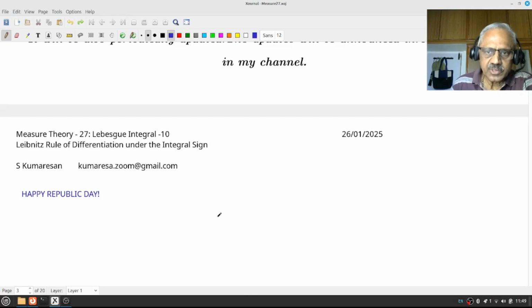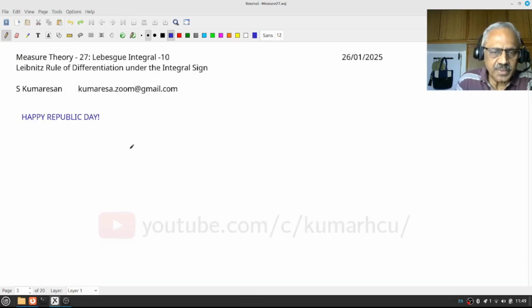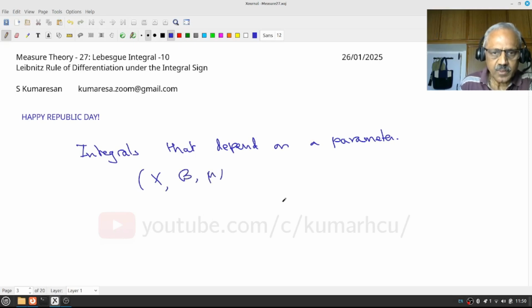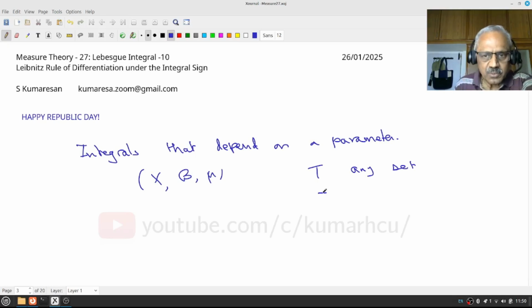So the first situation is the following. We will talk about integrals that depend on a parameter. Don't get vexed, it's very simple. Suppose I have a measure space (X, B, mu), and T is any set. The most important case is that T usually will be an interval, a subset of R. One thinks of it as time.